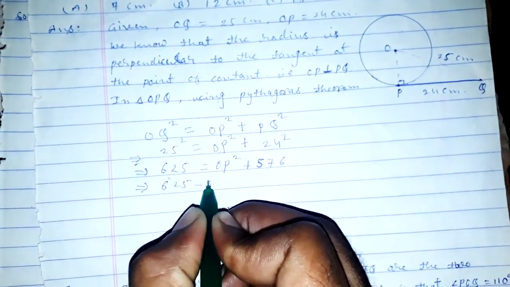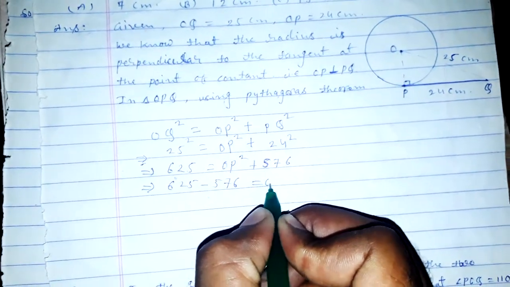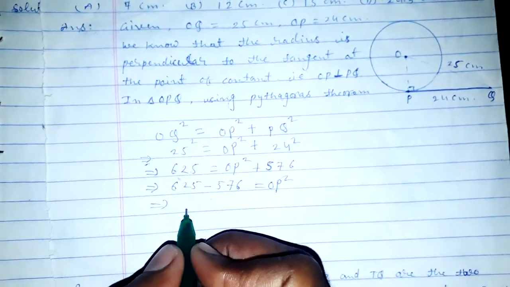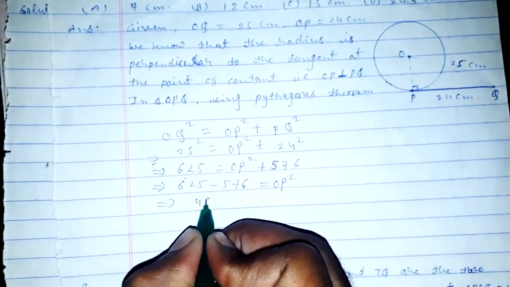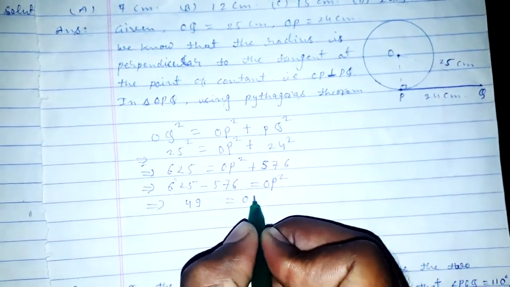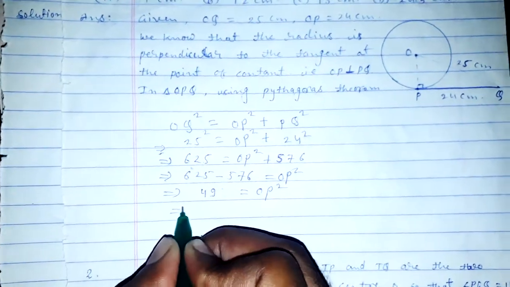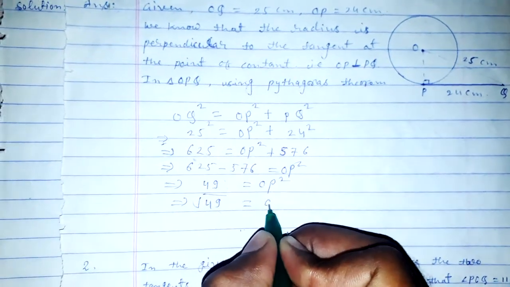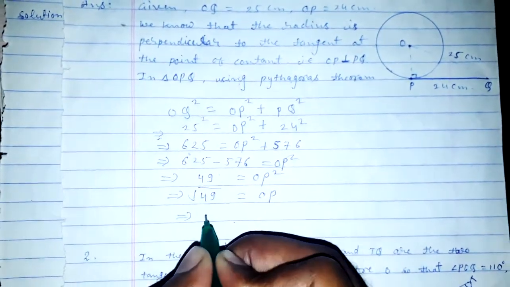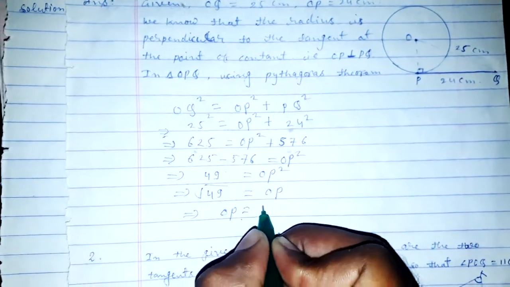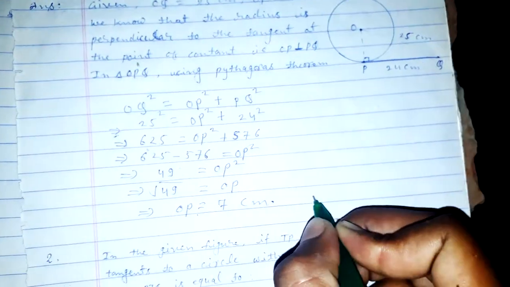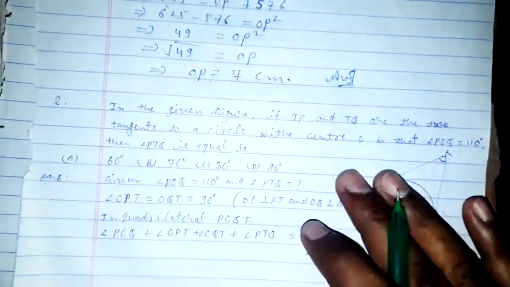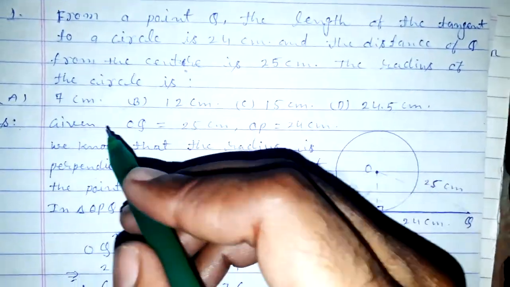So 625 minus 576 is equal to OP square. Subtracting, the remainder is 49, which is equal to OP square. Taking the square root on both sides, OP is equal to 7 centimeters. This is the answer. Next question. So the correct option is A.